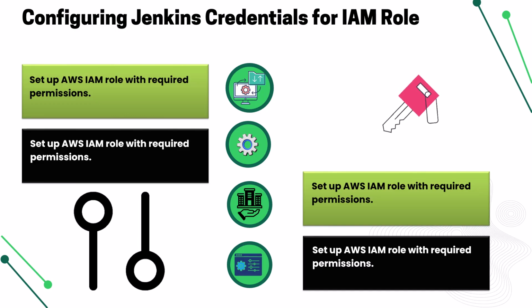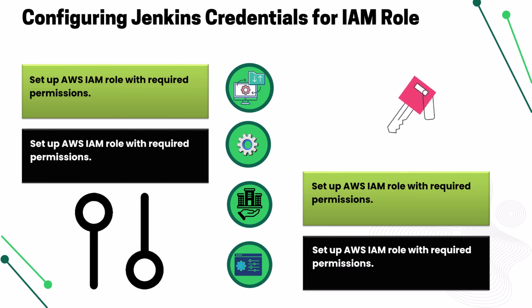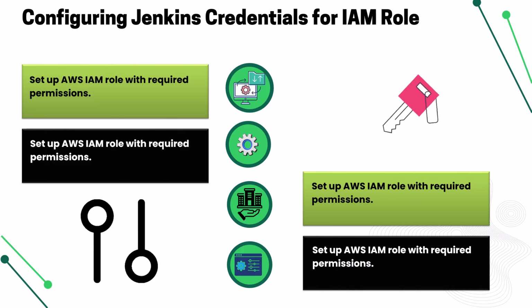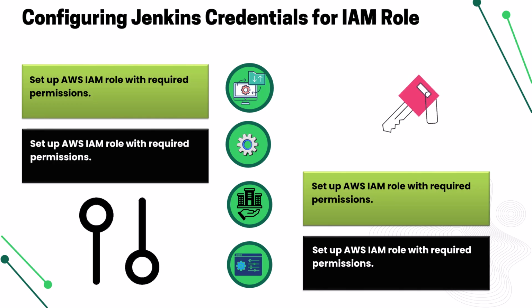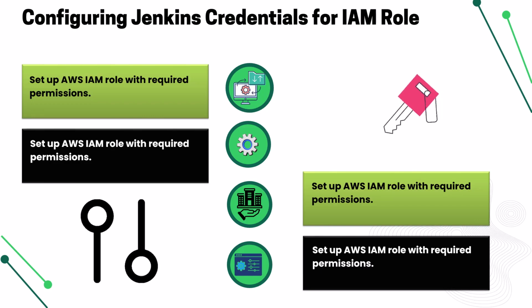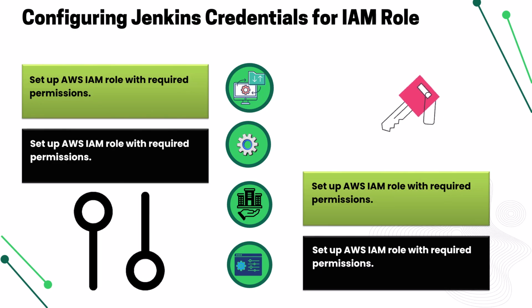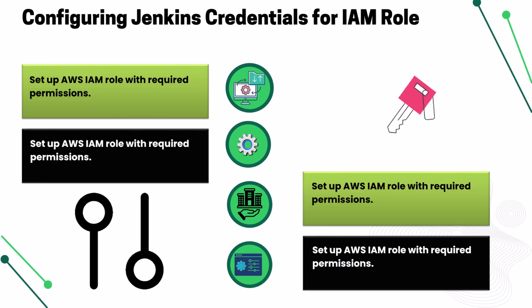Let's start by setting up IAM credentials in Jenkins, because security is not just a checkbox, it's a lifestyle. First, we create an AWS IAM role with the right permissions. Then we generate access keys, because magic words like Open Sesame sadly don't work here. Next, we securely store these credentials in Jenkins. Finally, we run a test build, because what's the fun in setting up credentials if we don't see them work?